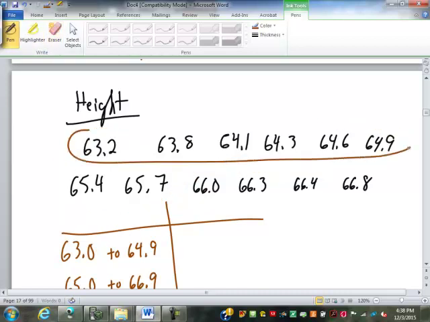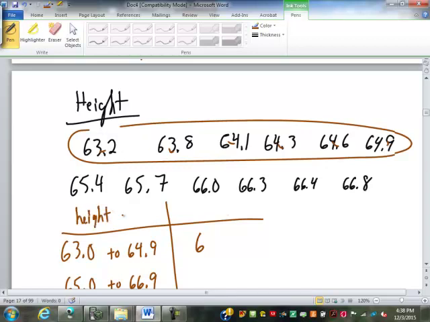This group right here, 1, 2, 3, 4, 5, 6. There are 6 people that were within that range. And that's what this is. It still might be labeled as height, but it might be labeled as height classes or height ranges or something like that. This is still going to be labeled as frequency.